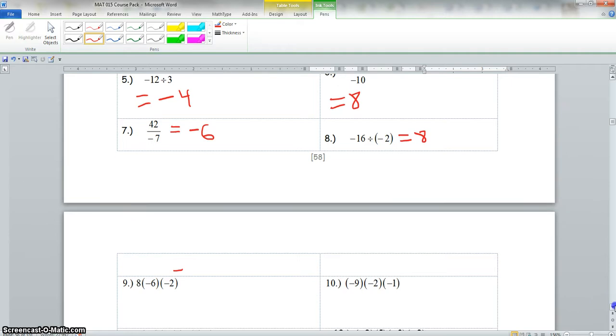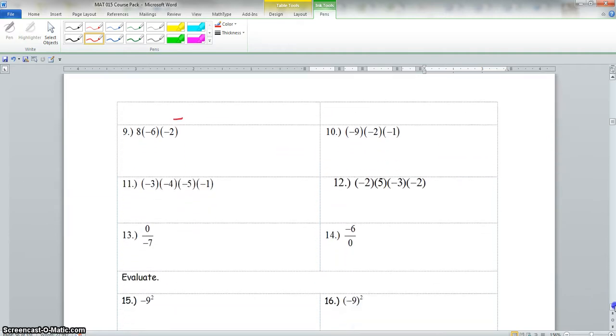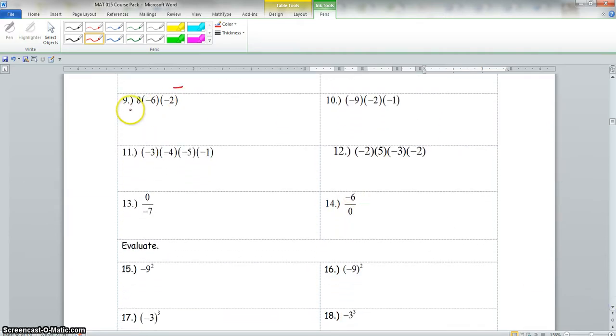Now we have 3 factors, so we have to treat this a little differently. What we would do is go from left to right. This is all multiplication, as we can see. So we'll say 8 times negative 6, a positive times a negative, is negative. And 8 times 6 we know is 48.